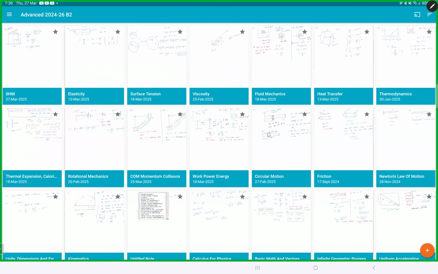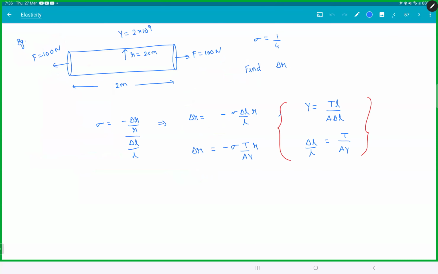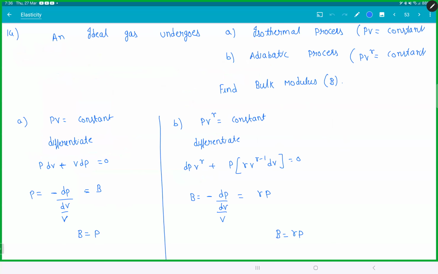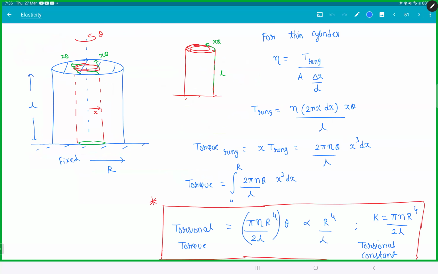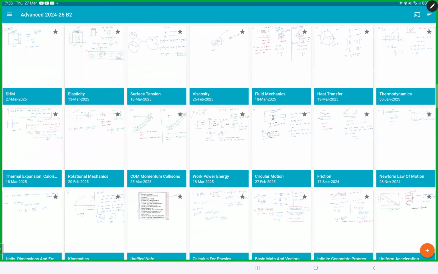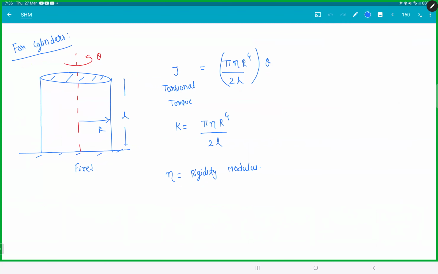So where did this come from? Elasticity. This question, page 50. Remember the derivation? We use rigidity modulus to derive this thing. So definitely check it out. I will write it down there. You can refer to this. So refer elasticity, page 50.